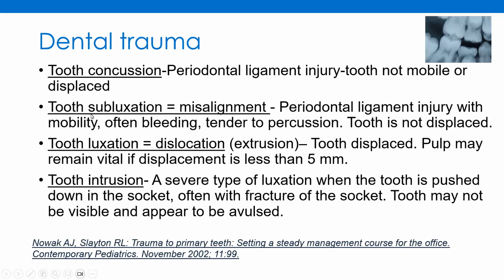The next most serious is a tooth subluxation. Subluxation simply means a misalignment, where the tooth has moved to the point where it's trying to dislocate, but it hasn't dislocated. What you see there is again injury to the periodontal ligament. In this case, the ligament is damaged enough that you get some mobility of the tooth. In other words, it wiggles, that hurts, the child complains or cries. And then you often have bleeding around the gum line because that's where bleeding from the periodontal ligament is most visible.